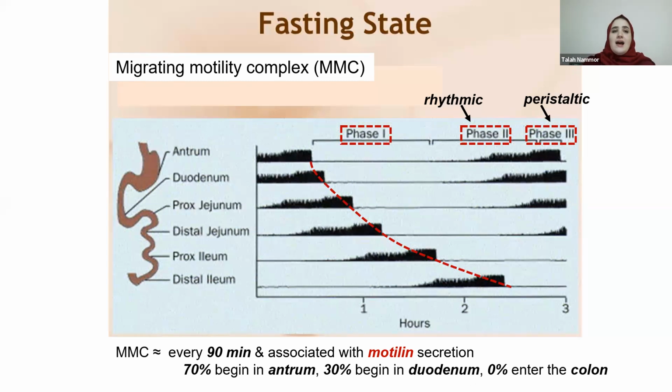It's really important, guys, to remember that this cycle is stimulated by motilin, which is a hormone secreted by the duodenum. Motilin, I think it's very easy to memorize, since we're talking about gastric motility. Motilin is released to start this migrating motility complex. Okay? Is it clear?